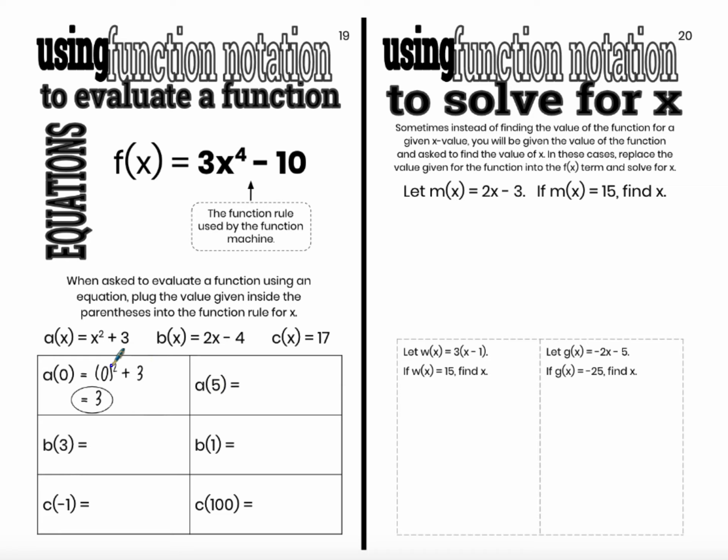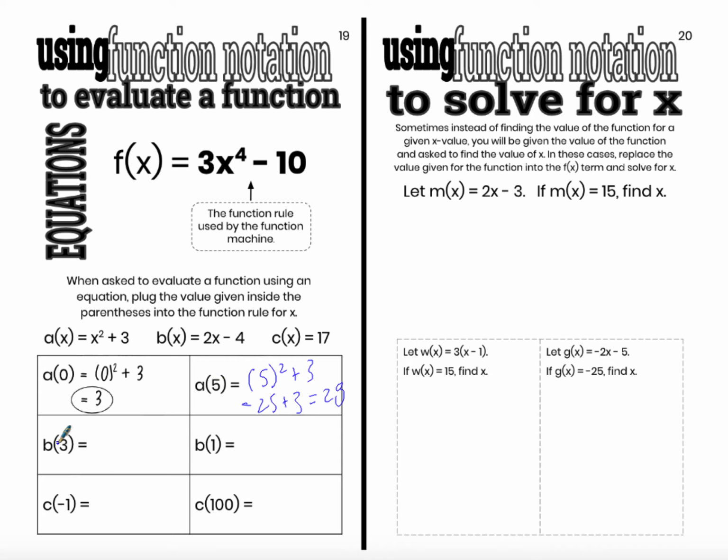A of 0 is equal to 0 squared, plugging 0 in for x, plus 3. So a of 0 equals 3. A of 5, we plug in 5 for x, and we see what the output is. 5 squared is 25, plus 3 is 28. So a of 5 is equal to 28. Given an input of 5, my output is 28.